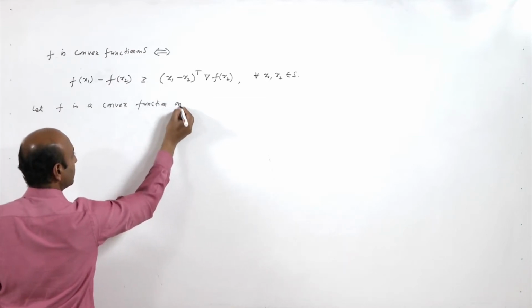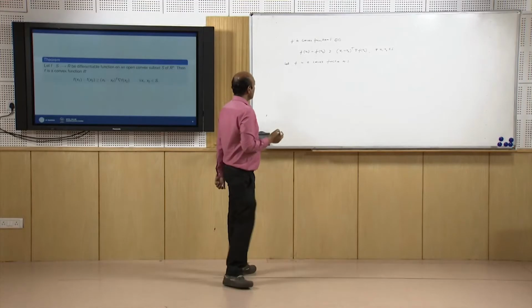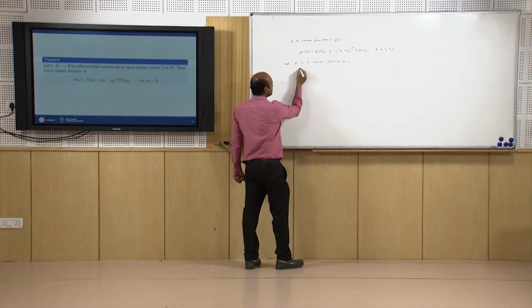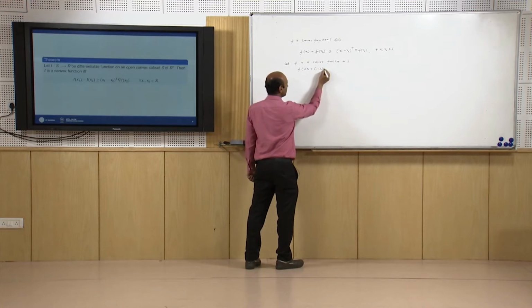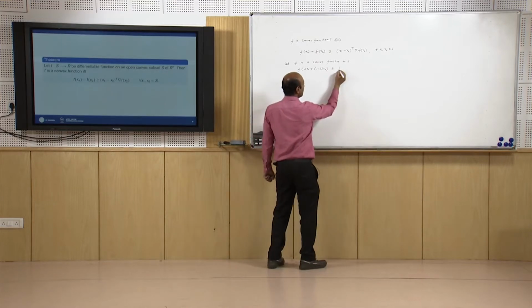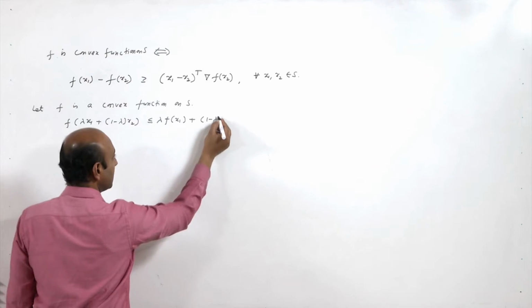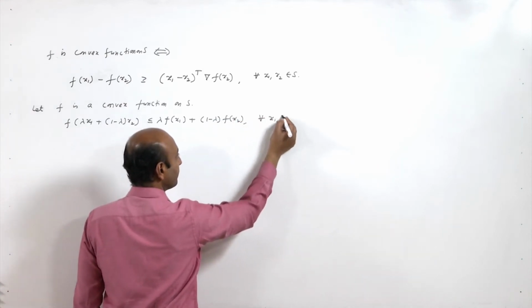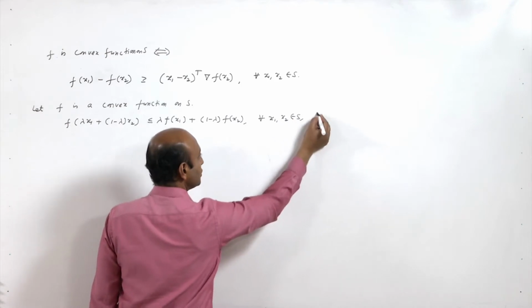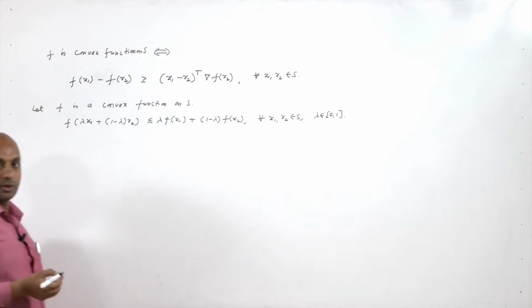Okay. So, first let f be a convex function on S. Convex function means f of lambda x1 plus 1 minus lambda x2 must be less than or equal to lambda f x1 plus 1 minus lambda f x2 for all x1, x2 in S and lambda between 0 and 1. Okay.